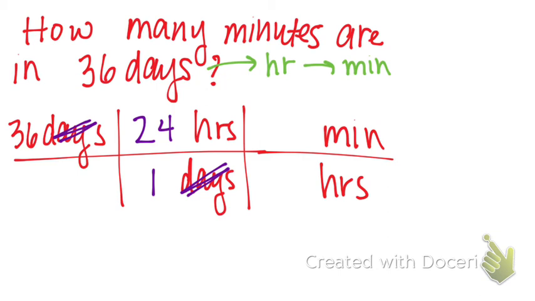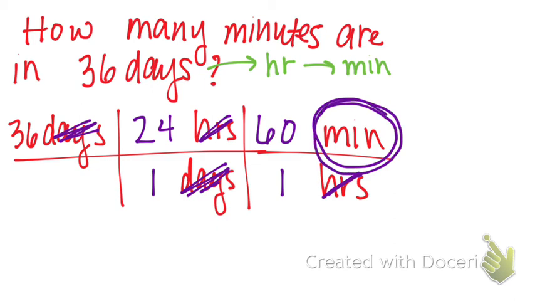Now I want to get rid of hours. Is hours or minute the bigger unit? Hours is the bigger unit. And how many minutes are in 1 hour? 60. Good. So hours has canceled. Days has canceled. Now, if I did my math right, my units would be minutes, which is exactly what I want it to be in.